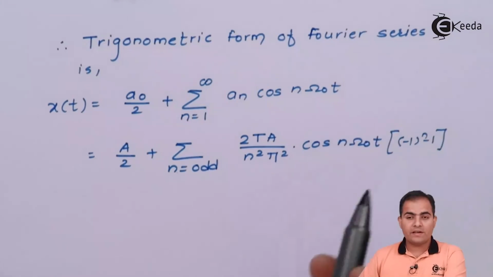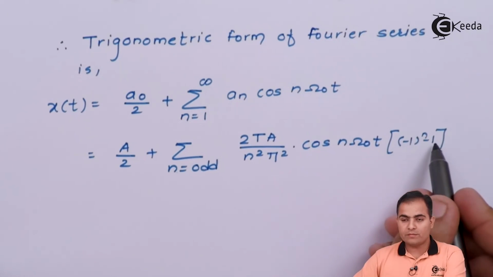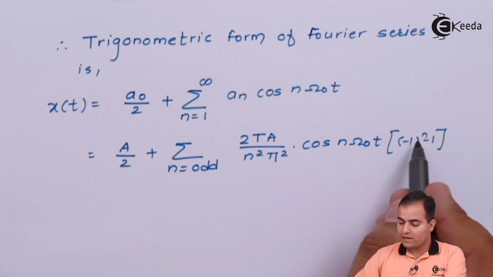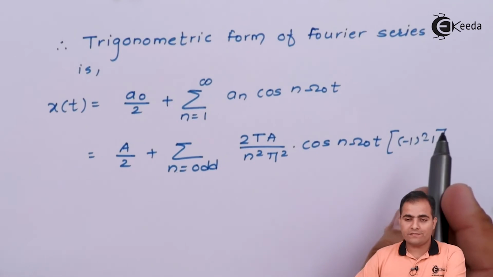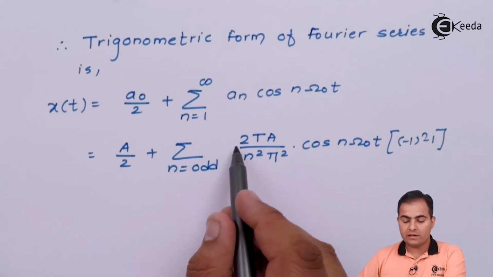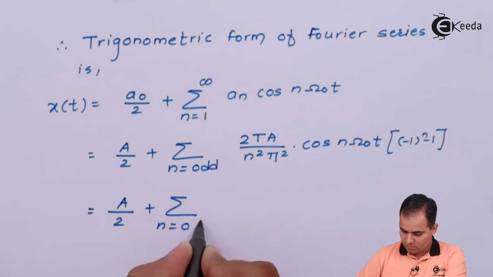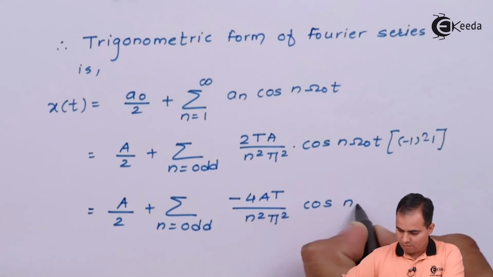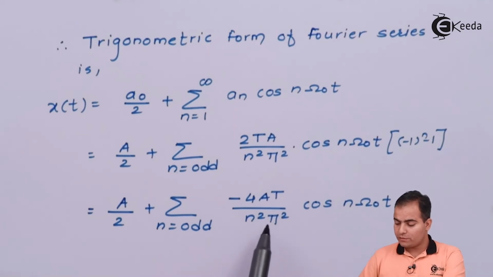Now here my bn value is 0, so I have substituted my an values. But look here, what we have is minus 1 raised to n minus 1, and this value is nonzero only for n equals to odd. If I substitute n as 1 or 3, or replace this n by 1, 3, 5, whatever you want to say, you will get the answer minus 2. So I'll take this minus 2 over here. So this will be replaced by A by 2 which remains the same, and my an value changes to minus 4 T A upon n square pi square.